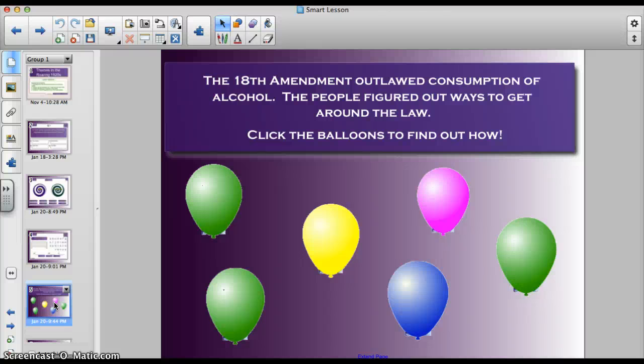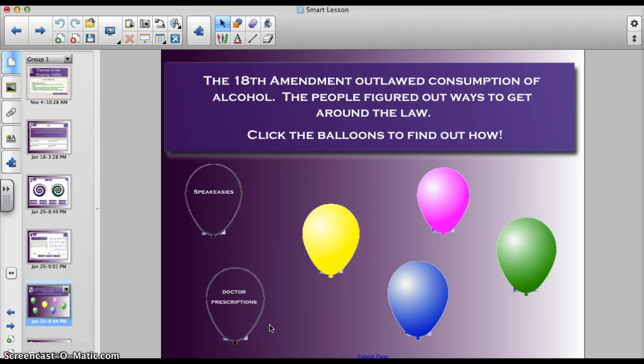So you could either ask the students to come up and click them right away, maybe if it's not a review, but if it is a review, you can have them write it down in their notebook and then come and check to see how many they got right and wrong. So you can just click the balloons, and you can see they went to speakeasies. Doctors prescribed alcohol prescriptions or drug prescriptions that they weren't able to get during the times of Prohibition.